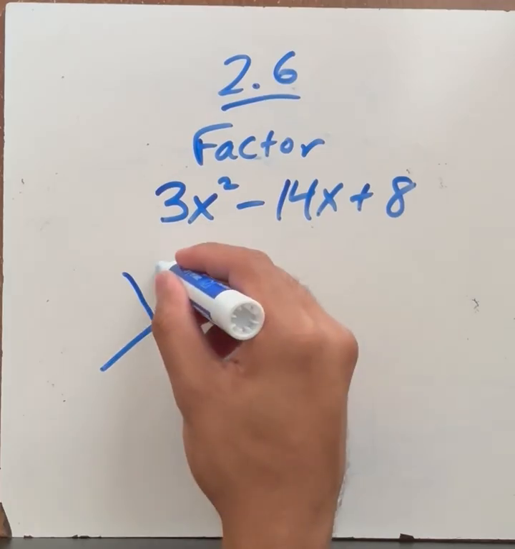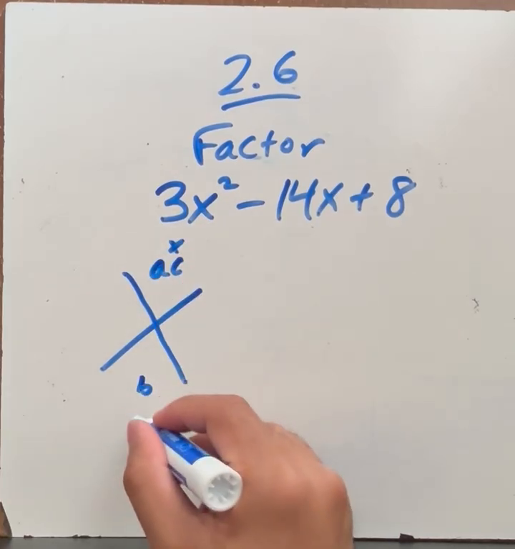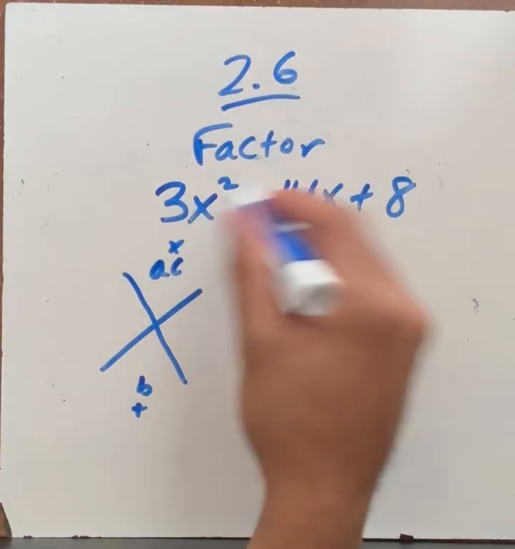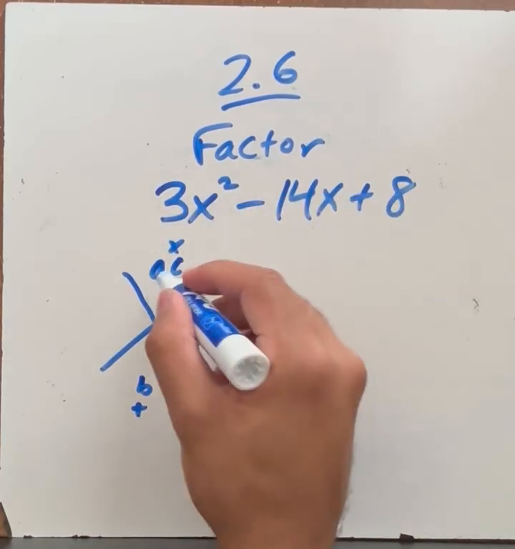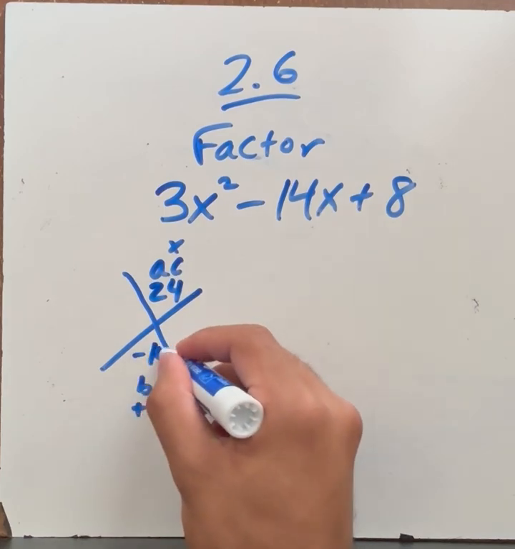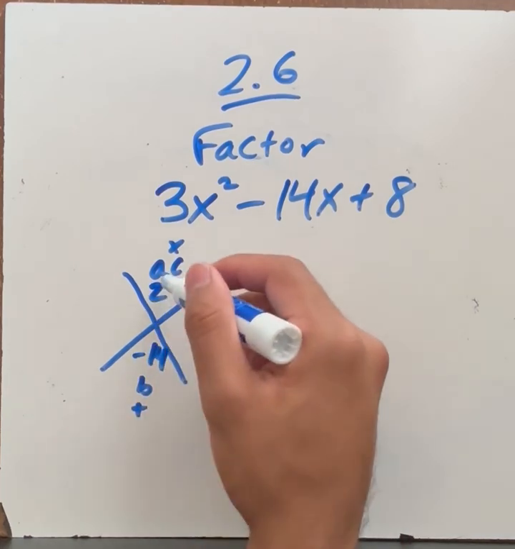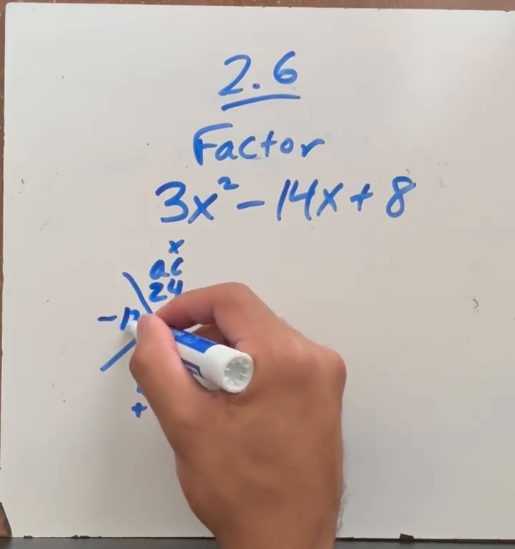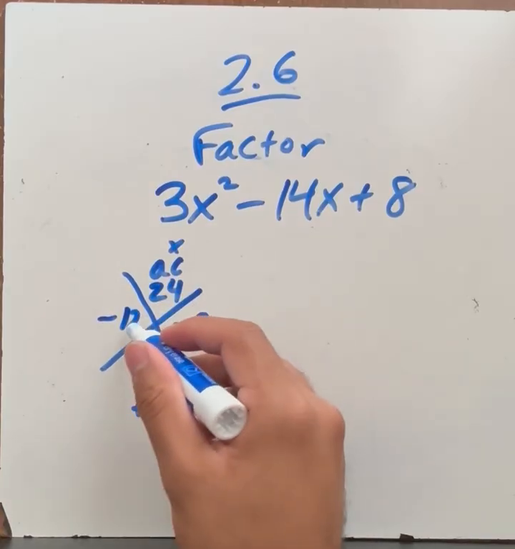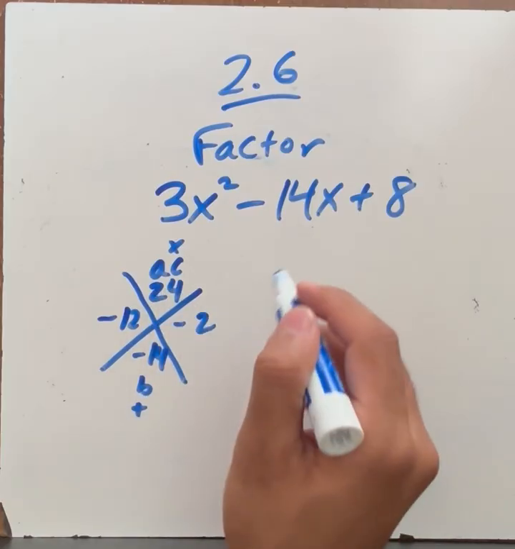Okay, so AC, we want two numbers that multiply to make AC and add to make B. Okay, A times C is 3 times 8, which is 24. And B is negative 14. So what are two numbers that add to make negative 14 and multiply to make 24? Okay, so negative 12 minus 2 is negative 14, and negative 12 times negative 2 is positive 24.